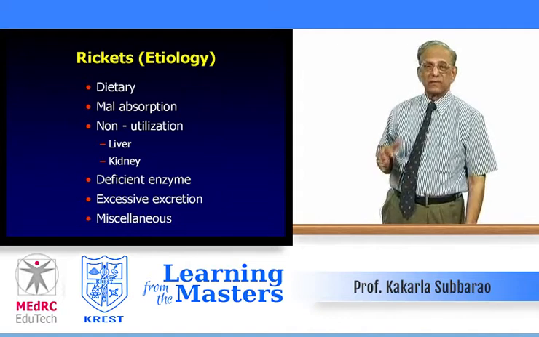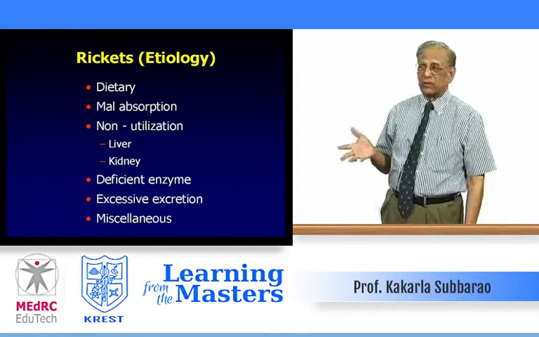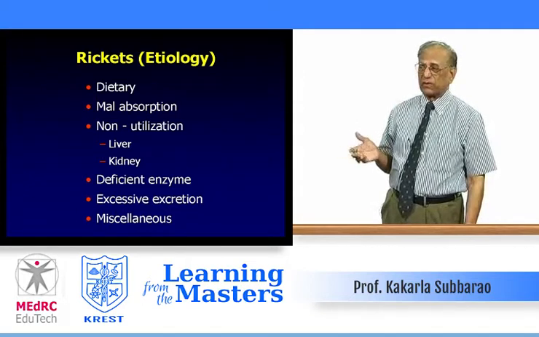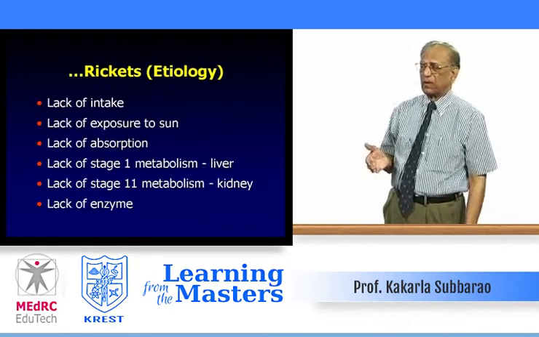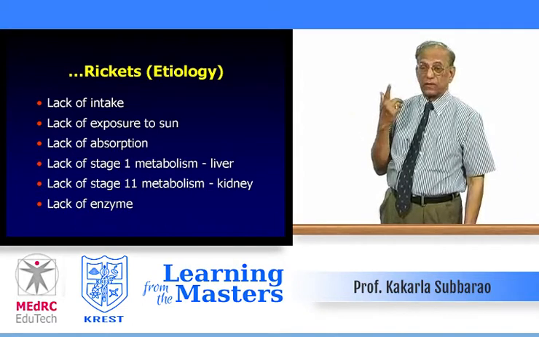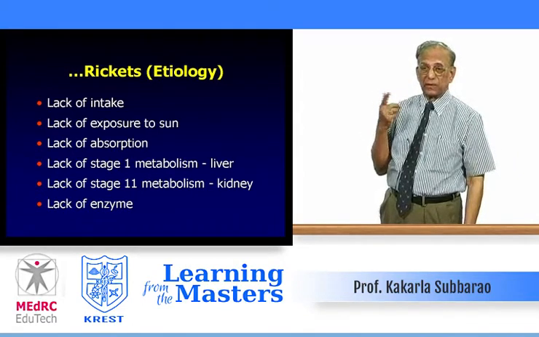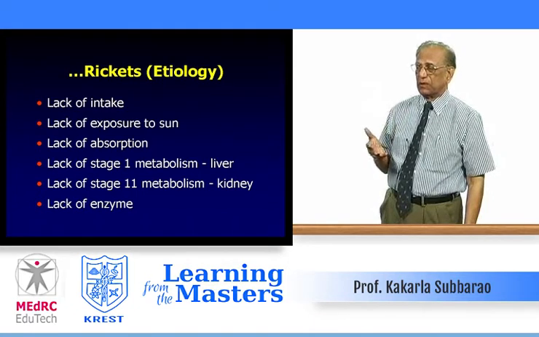Deficient enzymes such as hypophosphatasia. Alkaline phosphatase is low, so you get deficient hypophosphatasia. Excessive excretion in the urine also produces it. And there are miscellaneous causes. And then, as we said earlier, lack of intake, lack of exposure to sun also, particularly in certain communities, is very common. Lack of absorption, we have told already. Lack of stage 1 metabolism in the liver, stage 2 metabolism in the kidney, and lack of enzymes.